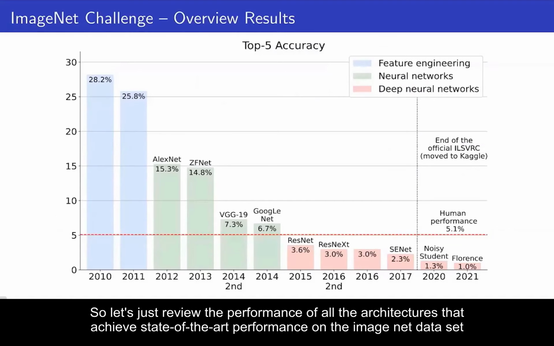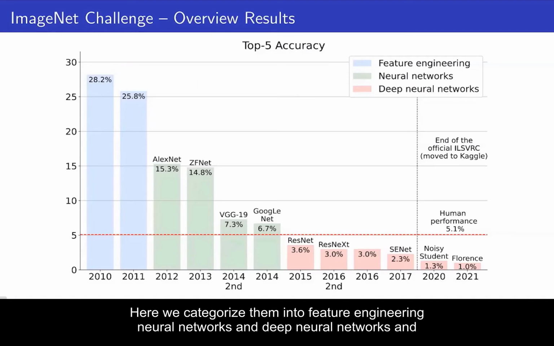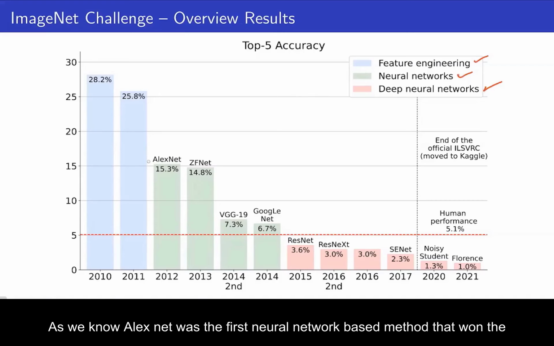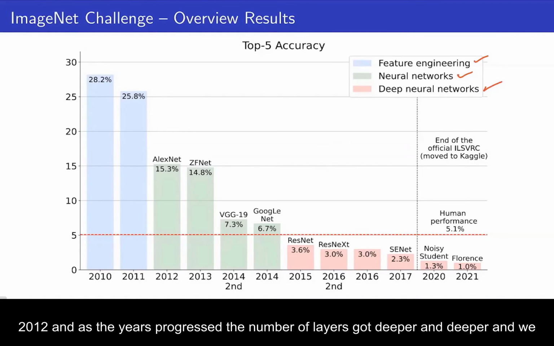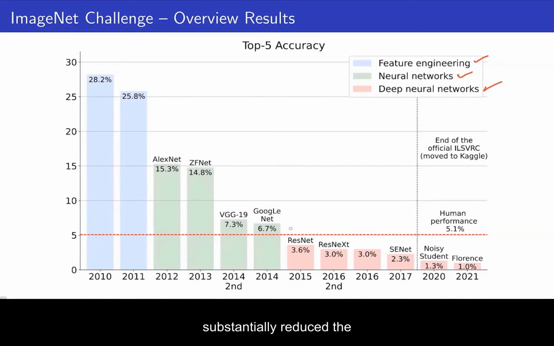All right, so let's just review the performance of all the architectures that achieve state-of-the-art performance on the ImageNet dataset. Here we categorize them into feature engineering, neural networks, and deep neural networks. As we know, AlexNet was the first neural network-based method that won the ImageNet Recognition Challenge in 2012. And as the years progressed, the number of layers got deeper and deeper, and we substantially reduced the error rate.